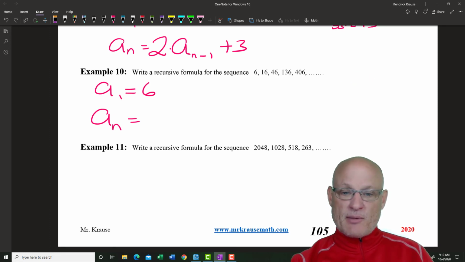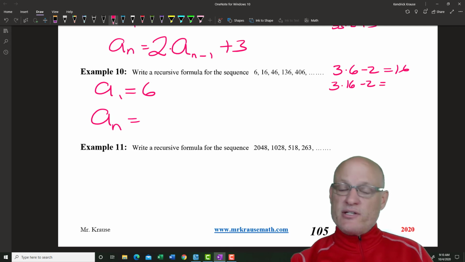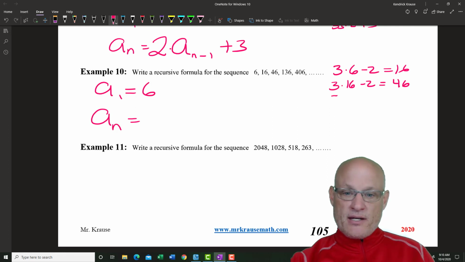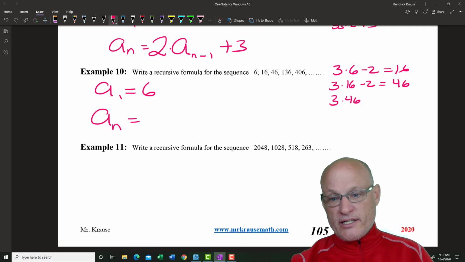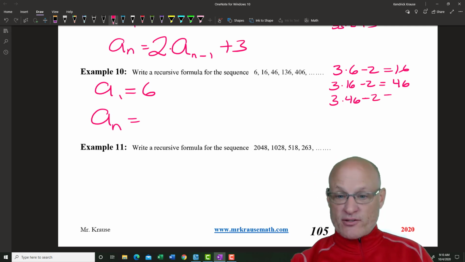So we multiply by 2. How about multiply by 3? 3 times 6, that's 18. That's more than 16, but I could subtract 2. So 18 minus 2 is 16. And then I'd have to do 3 times 16 and subtract 2. 3 times 16 is 48 minus 2. Oh, minus 2 is 46. And 3 times 46, what is that? 138 minus 2, 136. Okay, we got it.